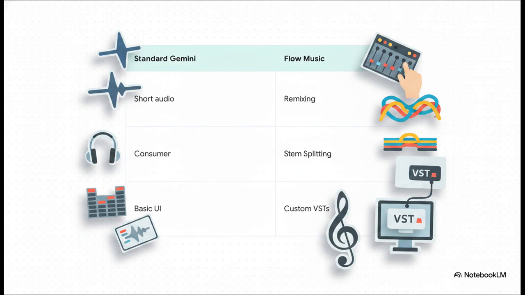On one side, standard Gemini gives you short generations. It's very heavily consumer-focused. But on the other hand, Flow Music totally changes the game. It allows for in-depth remixing, generating covers, and crucially, stem splitting. You can isolate a bass line, replace an entire section of a song, and fine-tune the mix. This is a workflow built for actual working music producers.